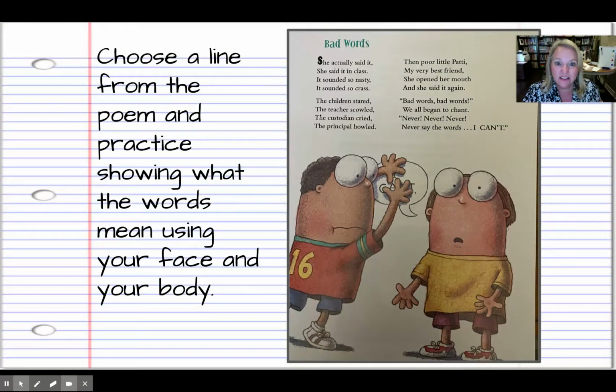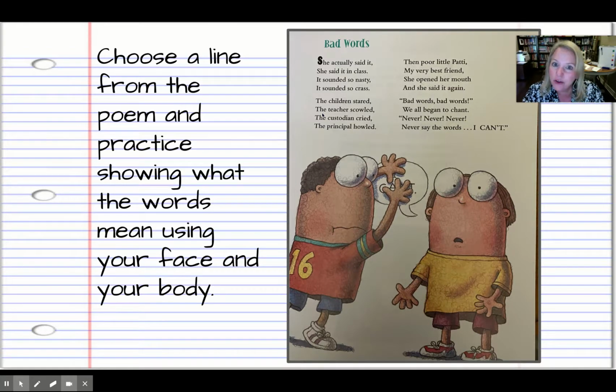This next line says, the teacher scowled. Do you know what the word scowled means? Well, she's saying bad words, so what do you think, using the context, it might mean? Yes, the teacher is not happy. Practice that line, read that line to yourself, and make that face like you're not happy.